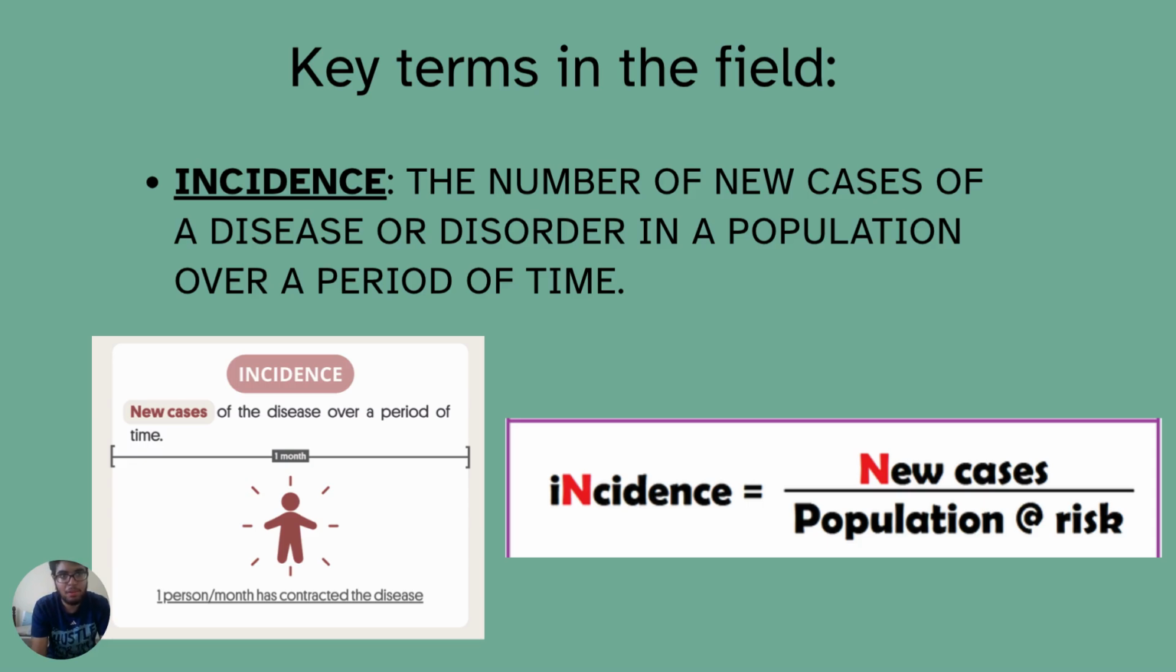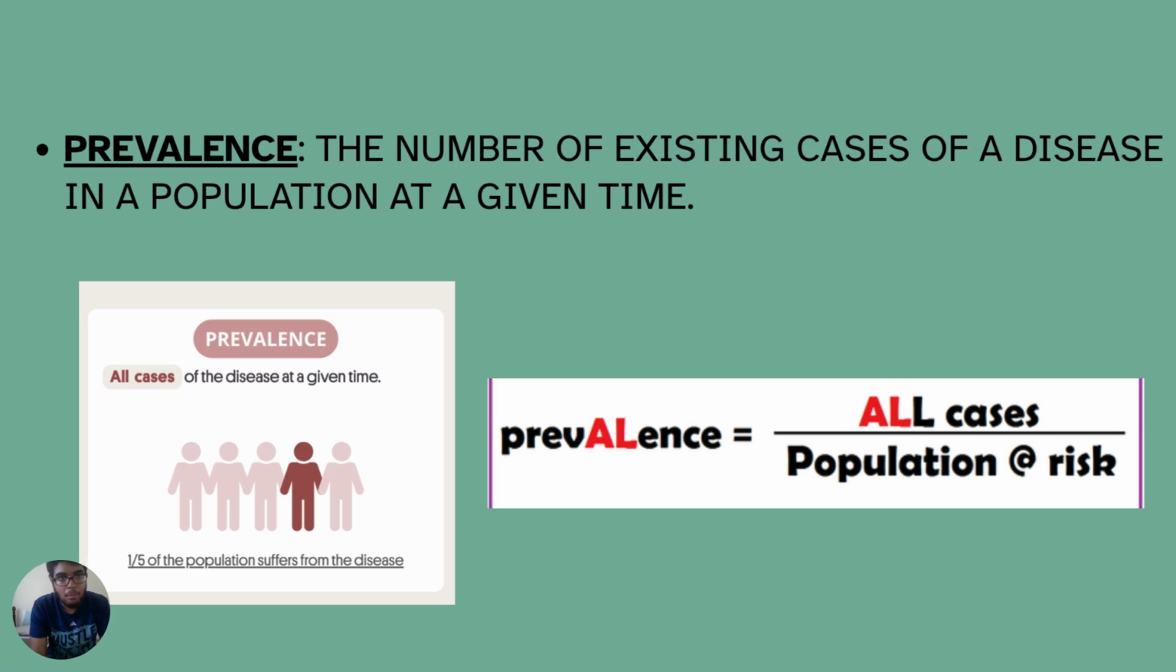Key terms in the field: incidence, the number of new cases of a disease or disorder in a population over a period of time. Here we have the formula of incidence, that is, new cases divided by population at risk. Prevalence, the number of existing cases of a disease in a population at a given time. The formula for prevalence is all cases divided by population at risk.